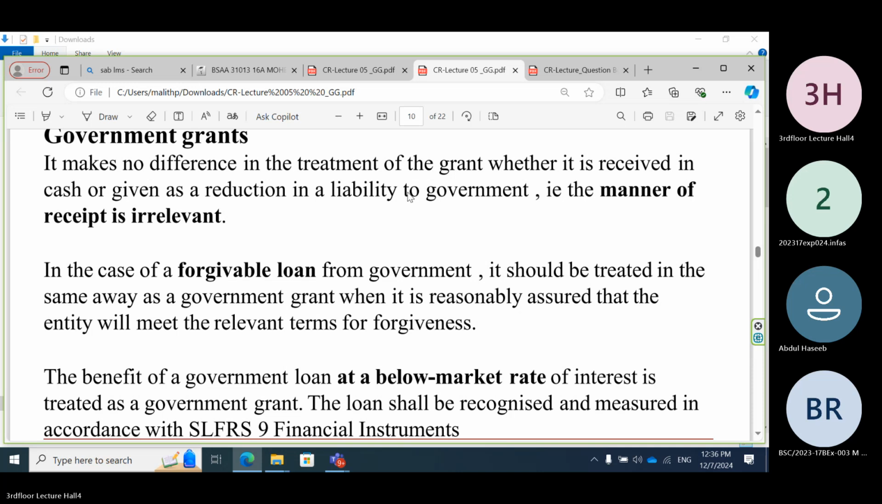The first para is also very important. It makes no difference in the treatment of the grant whether it is received in cash or given as a reduction in the liability to the government. The manner of receipt is irrelevant. That's really important. It may be an asset you are going to receive, or a deduction from a liability.